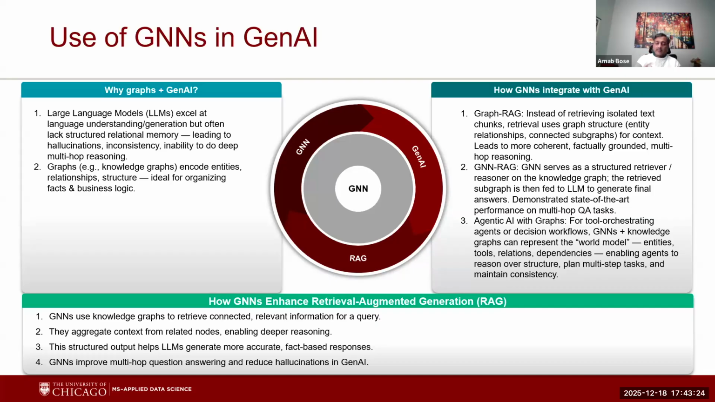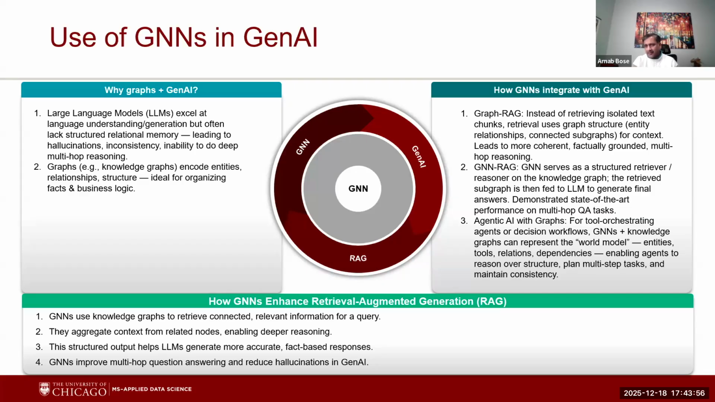Instead of just isolating vectors, which are kind of like isolated chunks, it's getting subgraphs back from a knowledge graph that actually has the relationships built in for context. And that's leading to more coherent responses. You also have GNNs that are running on top of knowledge graphs to do a structured retrieval that feeds into the LLM. And then, of course, you have a lot of agents.